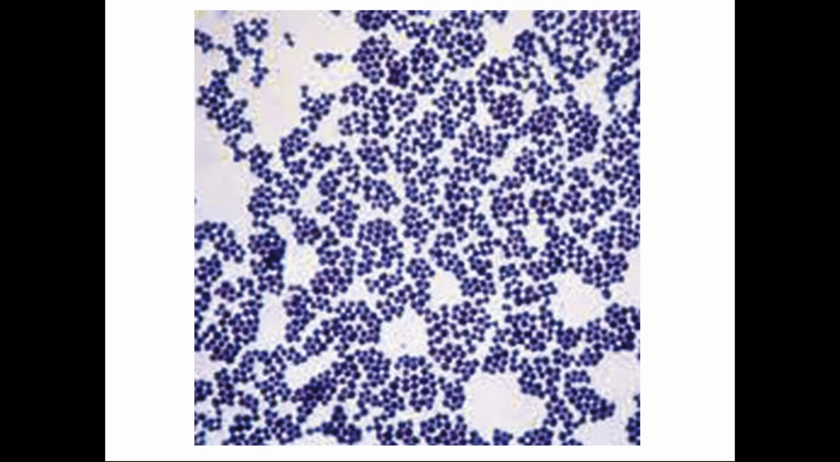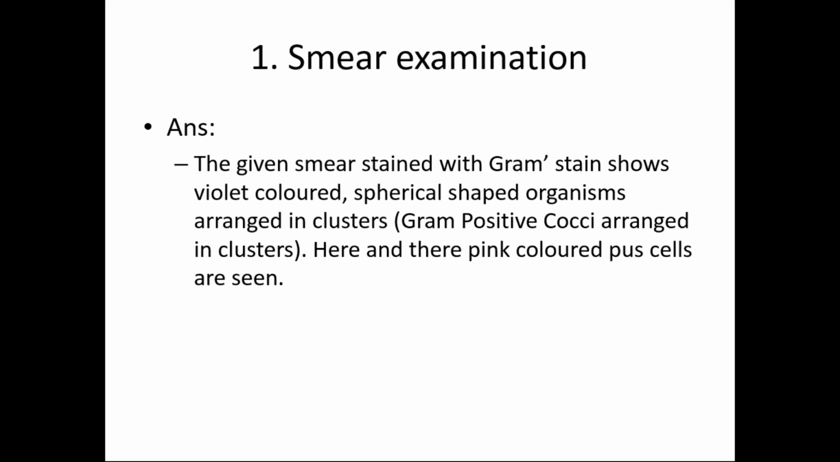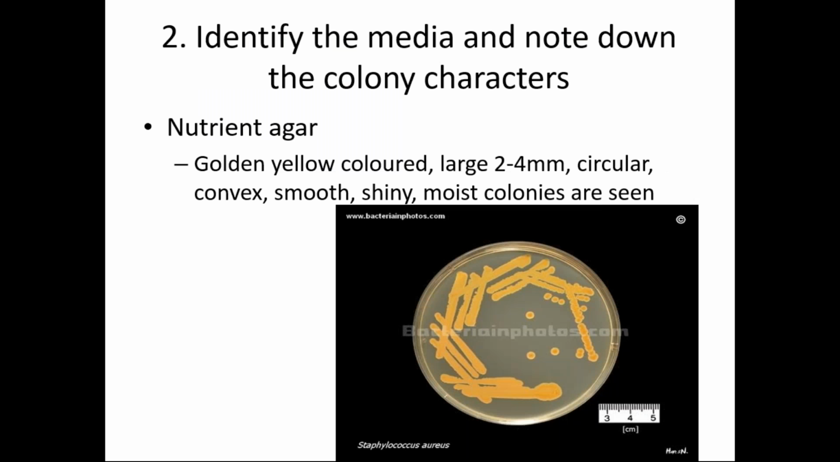So what is your answer? First, you have to write about reactivity, whether they are Gram positive or Gram negative. Next, shape, whether it is a coccus or a bacillus. Next, arrangement. So reactivity, shape, and arrangement. The answer: Gram positive cocci in clusters. So smear examination is Gram positive cocci in clusters. Next one.